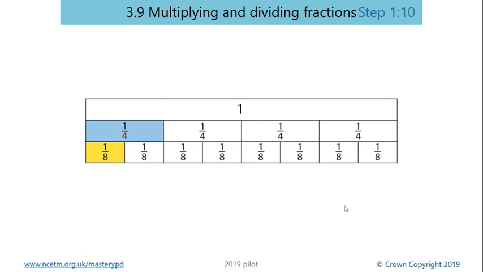Look at this one here. What question would go with this bar model representation? We started with one whole. We divided it into quarters. We've got 1/4 shaded. And then we've got 1/8 shaded. Think what we've been doing a little bit. What would the question be? What question would go with this?